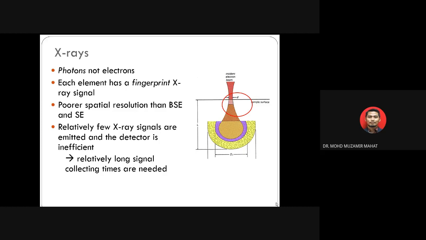Each element has a fingerprint X-ray signal. It means that if you have carbon, nitrogen, oxygen, each of these elements will show a different fingerprint of signal. So that's why we can differentiate between carbon, nitrogen, and oxygen according to the X-ray signal, which corresponds to the energy that you will be having. Relatively few X-ray signals are emitted and the detector is inefficient, so relatively long signal collecting times are needed.